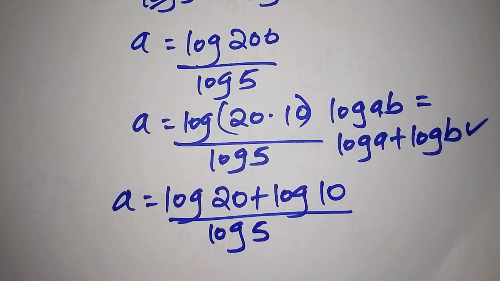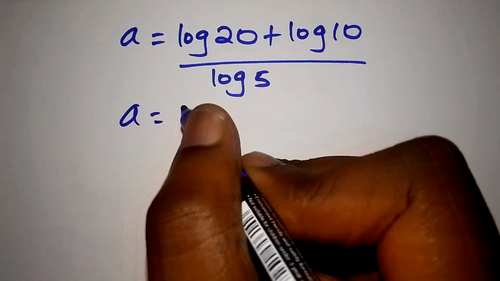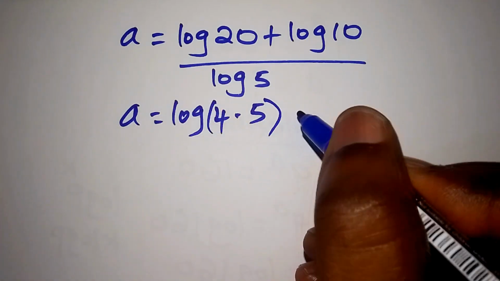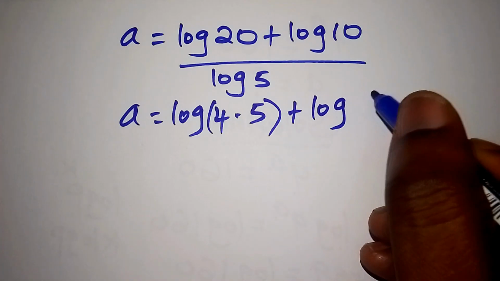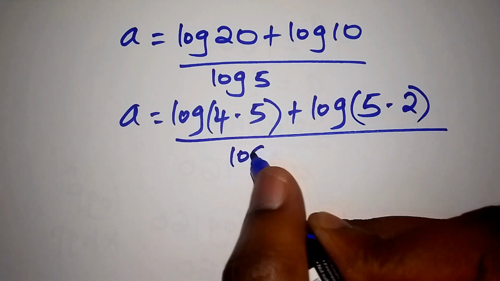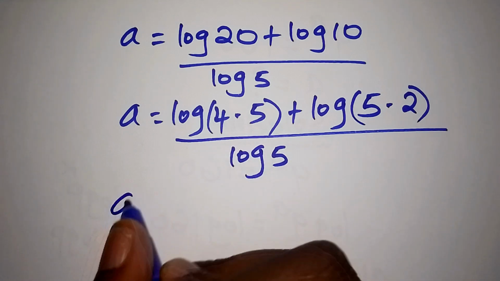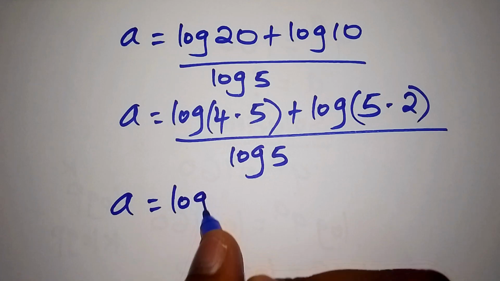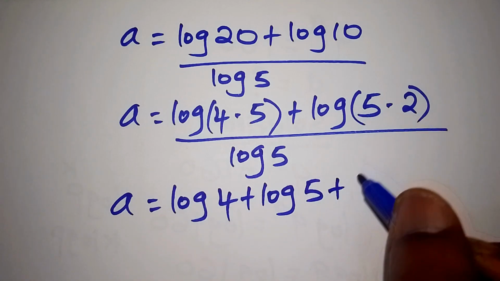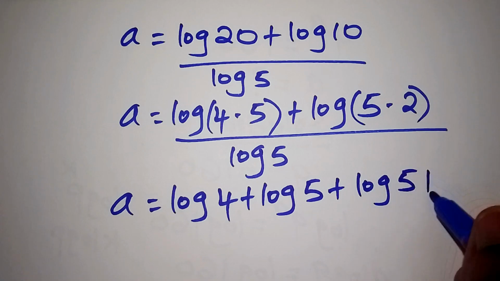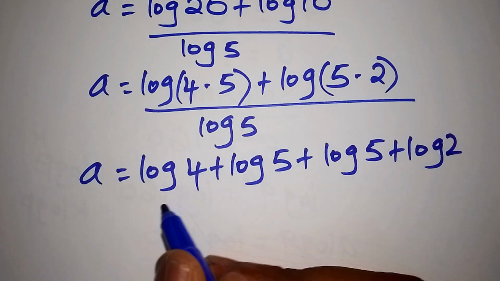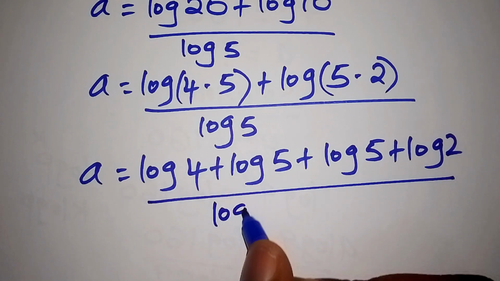So next, the value for a is equals to, so log 20 can be written as the log of 4 multiplied by 5, put into bracket, plus log of 10 can be written as log of 5 multiplied by 2, then all of this all over the log of 5. So next the value for a is equals to the log of 4, plus the log of 5, plus the log of 5, plus the log of 2, then all over the log of 5.